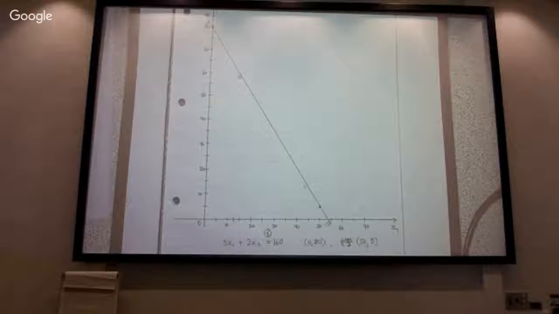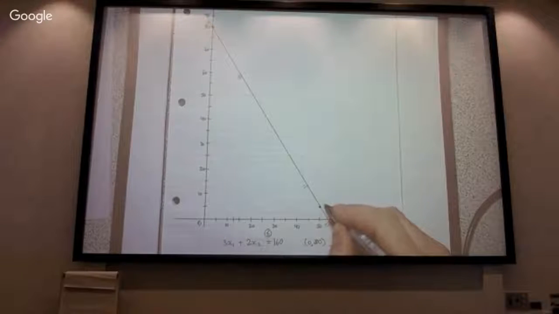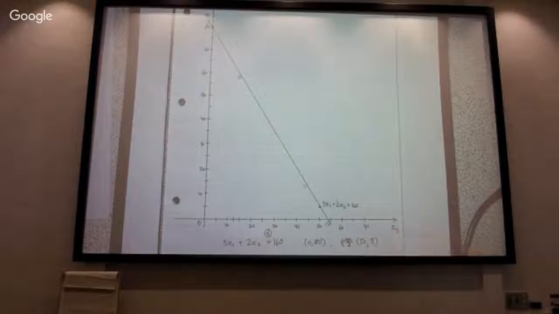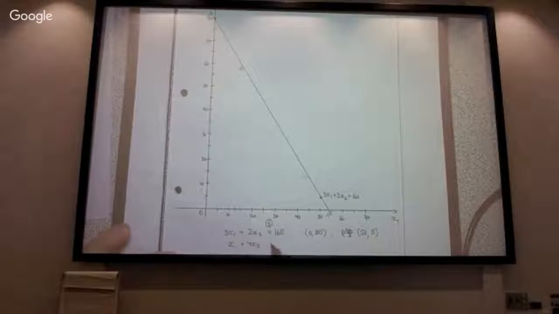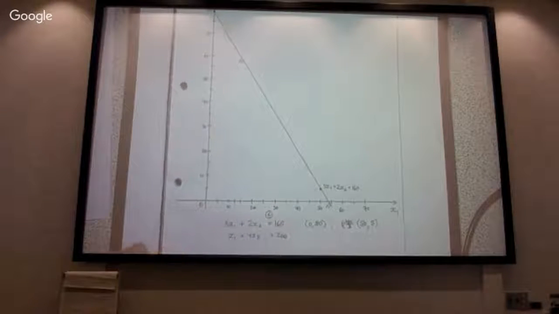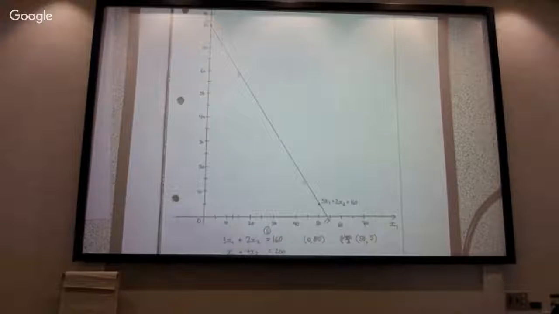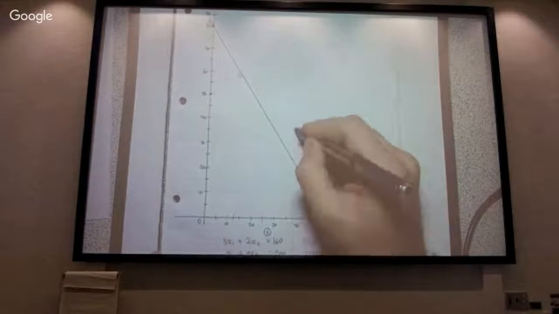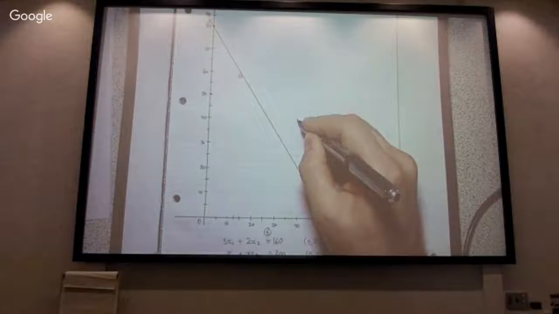So this is the straight line that has equation 3x1 plus 2x2 equals 160. Then the next one was x1 plus 4x2 is less than or equal to 200. So equal to 200. I've got 2 points again. One is 0, 50, and another one is 40, 40. So 0, 50, that is here. 40, 40, that is here. Straight line.